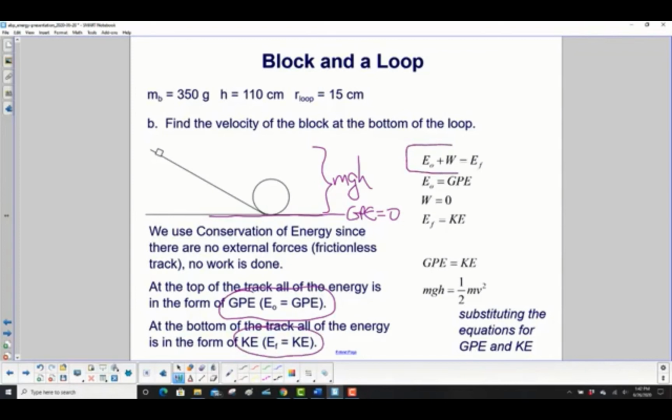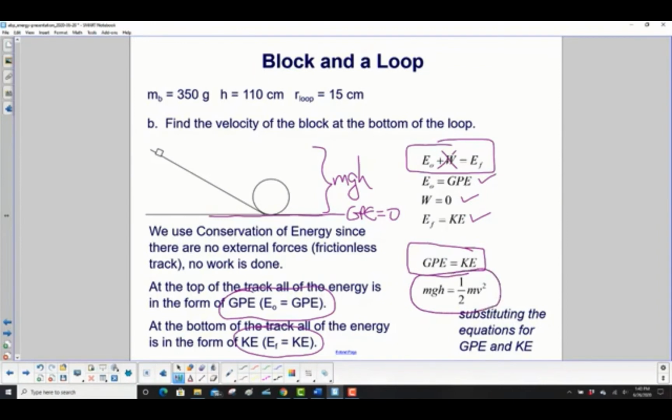So here's our work energy equation. E0 plus work is final energy. We're leading up to the conservation of energy. Work we've just said is 0. There's no external forces doing work. So the initial energy is GPE. Work is 0. E final is KE. So what do we have? GPE equals KE. We then substitute in the equations, and mgh is equal to 1/2 mv squared.